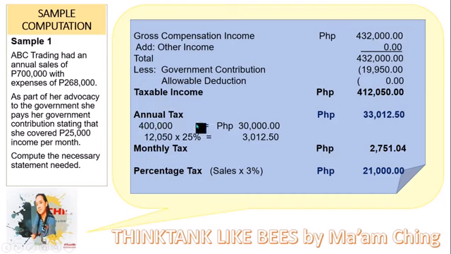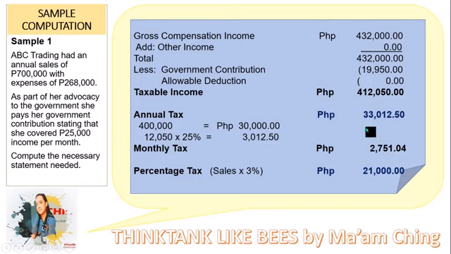So our annual tax now is based on the third table. So we have 400,000 is equal to 30,000, while the remaining should be multiplied by 25%. So 12,050 times 25%, so we have 3,012.50 plus 30,000. So the progressive tax or the annual tax is 33,012.50. If you decide to compute it monthly, then ABC Trading will pay 2,751.04 a month for the tax.